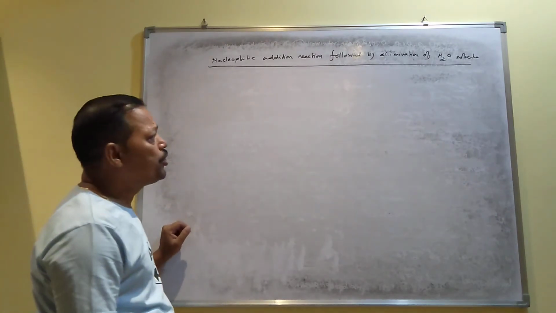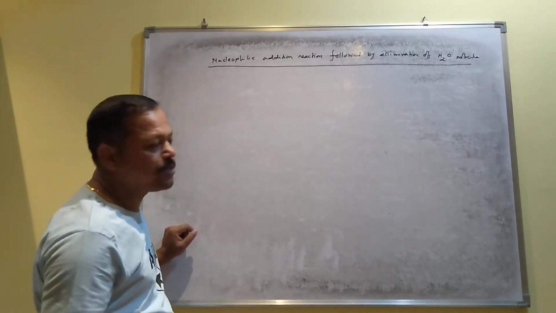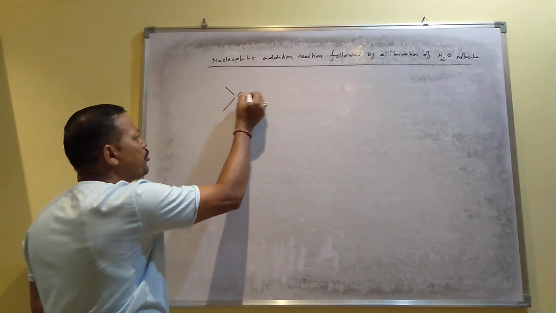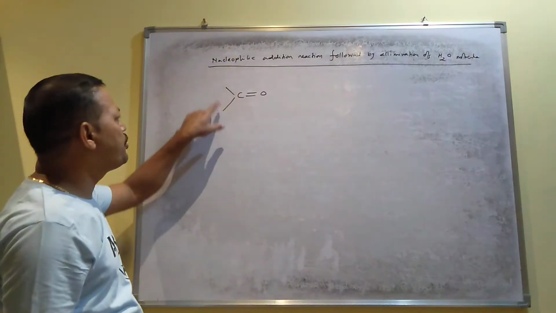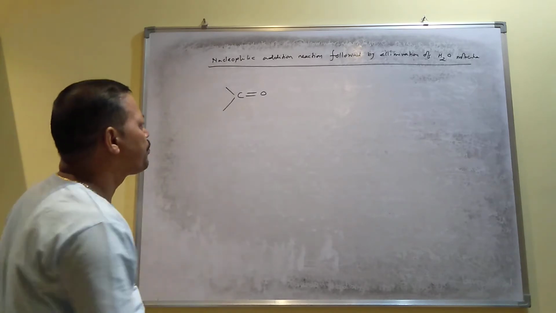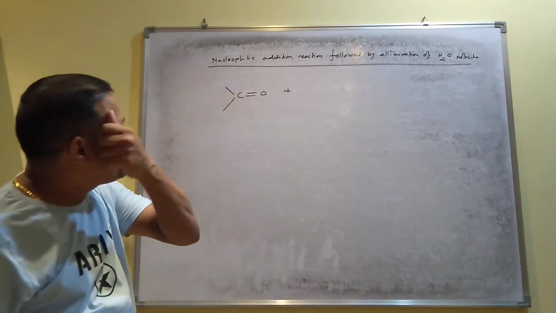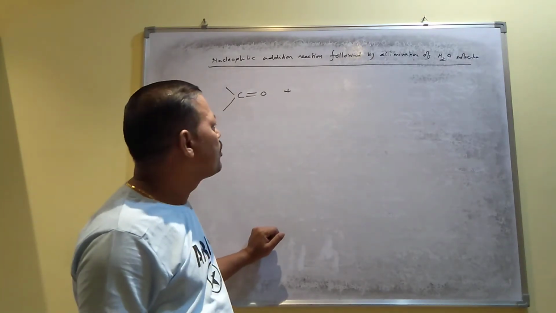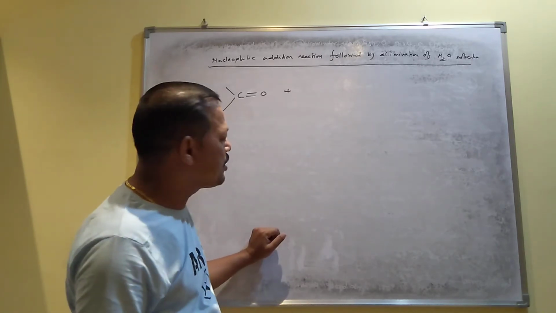So first I will show you the mechanism of the reaction, how the reaction takes place. This is one of your carbonyl compounds. It may be an aldehyde or it may be a ketone. If you put hydrogen, then it is an aldehyde. If you put carbon on both sides, then it is a ketone. Normally this type of reaction, nucleophilic addition followed by elimination of a water molecule, is shown by aldehydes and ketones with ammonia derivatives.